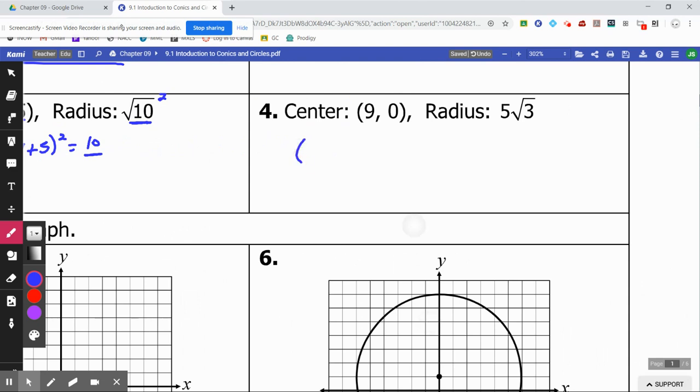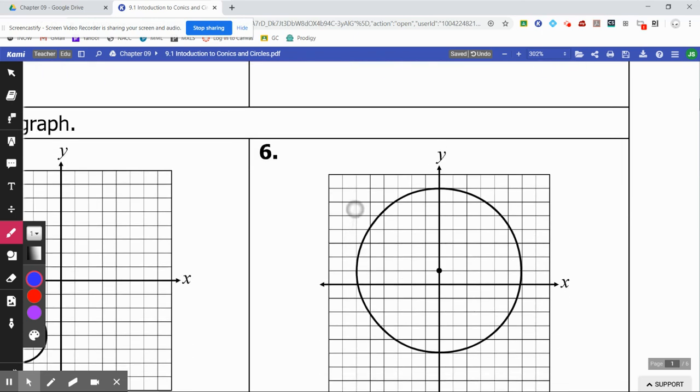Next one, we move it right 9 by doing (x minus 9). Plus, we're not going to move it up any, so you don't have to have a plus or minus. And then to square the 5 root 3, let me remind you, you're going to square the 5, which is 25. You're going to square the square root of 3, which is 3, and that would be a 75. So that's the equation of that circle.